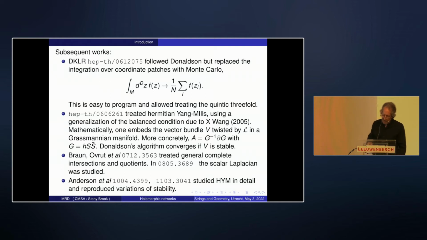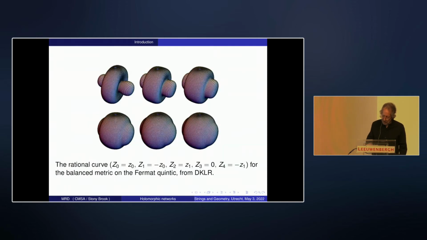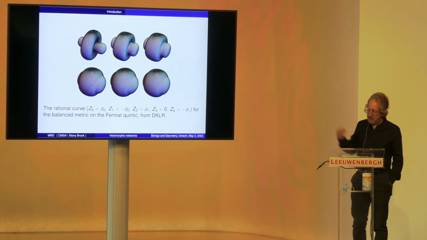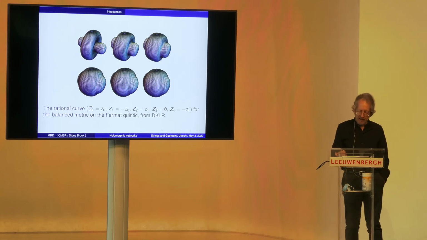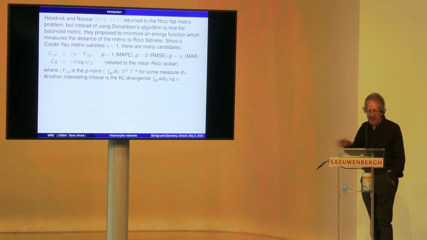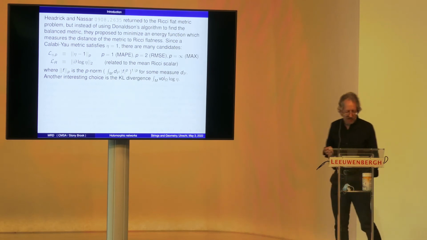Okay, so then there were a number of works taking that approach, and you can also treat Hermitian-Yang-Mills with almost exactly the same stuff. You can compute scalar Laplacians in these metrics. This is an example of the convergence of the balanced metric, this function eta, as you increase the degree. And you can see even for this degree 9 or 12 or something, with the naked eye, it's not quite Ricci flat. That's because of these correction terms in the expansion for the balanced metric.